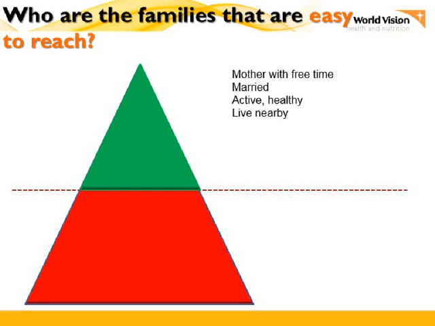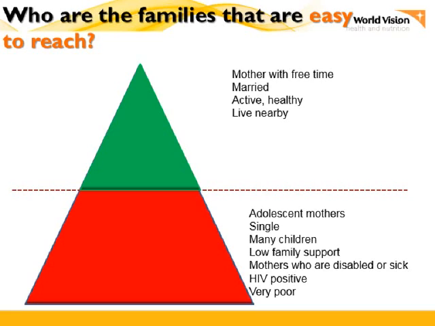So who are we going to be accessing easily? Mothers with free time, typically married women who are active, who are healthy, and who live in convenient places. The mothers we're not accessing tend to include adolescent mothers who rarely participate in community events unless they are targeted for adolescent mothers, single women who are working and don't have financial support at home, women who have many children, who have low family support, women who are disabled or sick, or potentially who are caring for sick people at home, HIV positive people, and very poor.